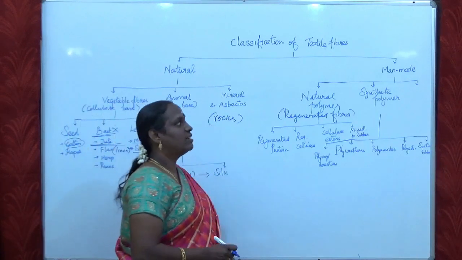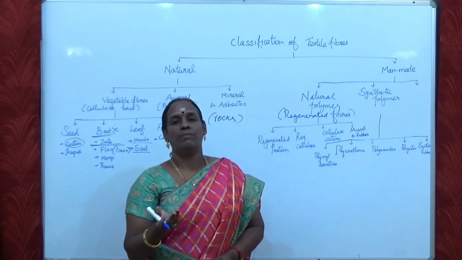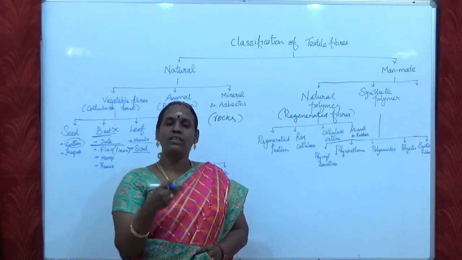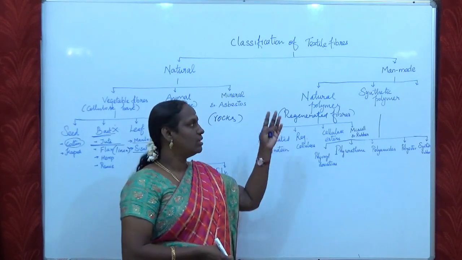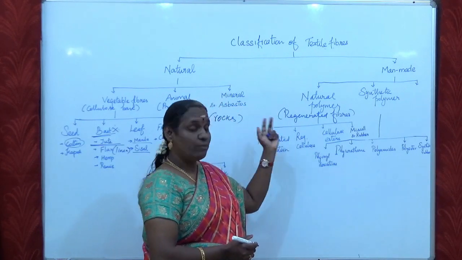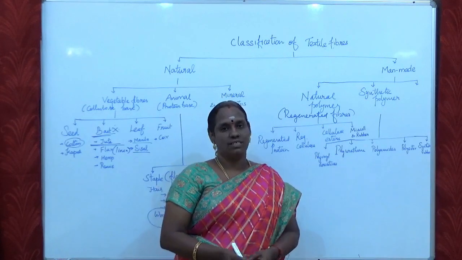Okay. Next, we are going to see about the man-made fiber. So what are the man-made fibers? The fibers manufactured manually using chemicals and some natural products, those are called man-made fibers. So, in the last class I mentioned the two types. One is regenerated fibers, another one is synthetic fibers.